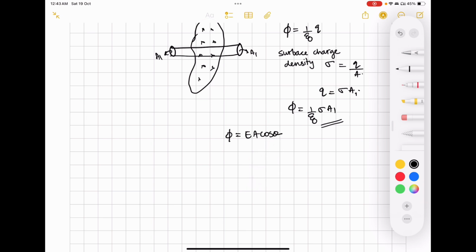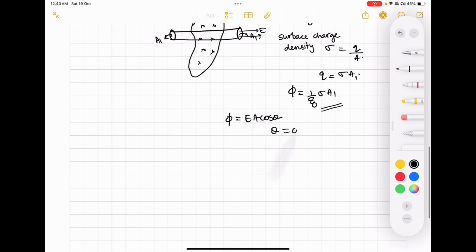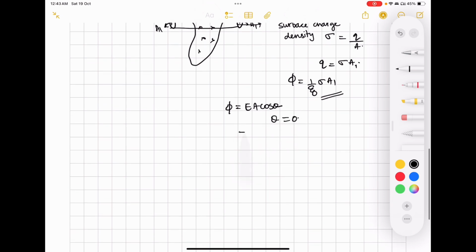Theta is the angle between electric field and area. So we have area along this direction, and the electric field is also along this direction. So theta equal to 0. Therefore phi is equal to EA.